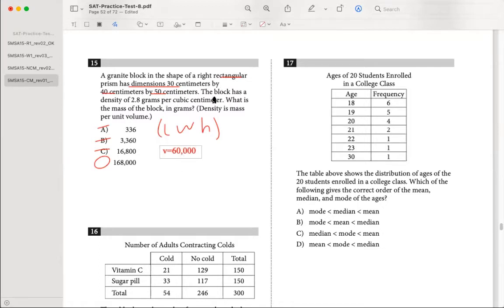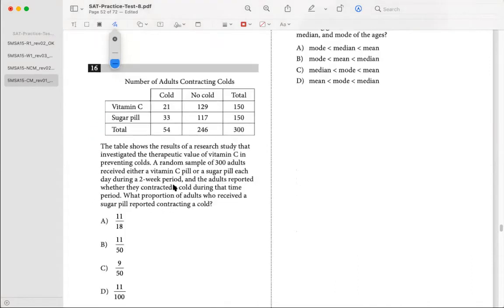Okay, so the block has a density of 2.8. So density equals mass divided by volume, right? So if you multiply out by volume, it'd be volume times density equals mass. Does that make sense? Your density is already given as 2.8, so it'd be just 60,000 times 2.8, which is 168,000. Does that clarify things? Okay, cool.